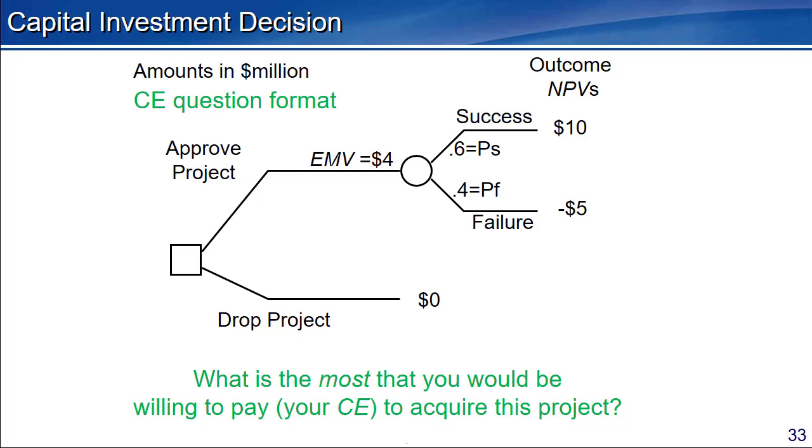What is the most you would be willing to pay to acquire this project? That amount is your CE. From your CE answer, UEP calculates R.